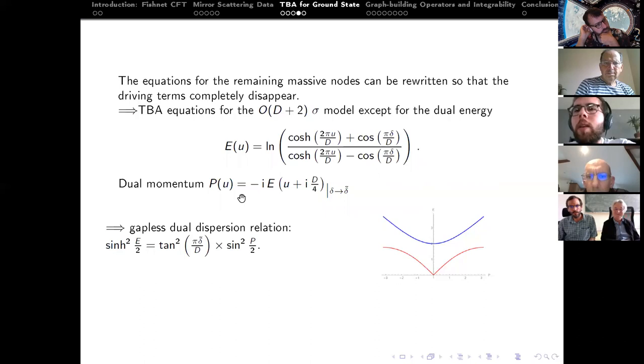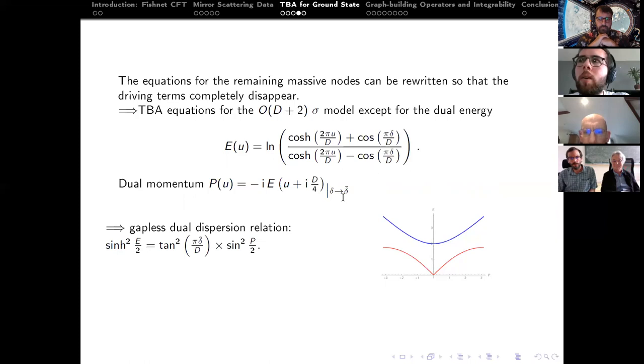Then you would define the momentum as the analog of a double Wick rotation. It's a definition. And you also have to perform a shift, and you have to also swap the roles of delta and delta tilde. Intuitively, if you perform a Wick rotation of your square lattice, because vertical propagators have weight delta and horizontal ones have weight delta tilde, once you've shifted, you also have to switch the weights to get back to the original lattice. But in the end, what you get is a gapless dual dispersion relation that looks like this. So it would be the red curve on this drawing, while the blue one, just a parabola, is the relativistic dispersion relation.